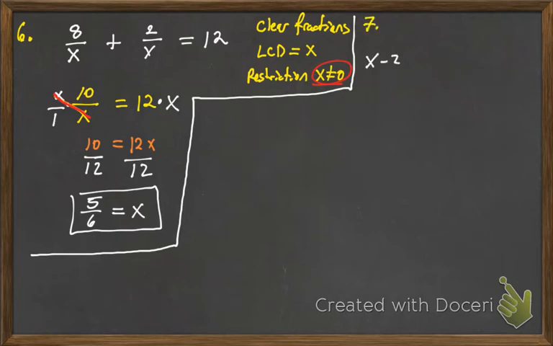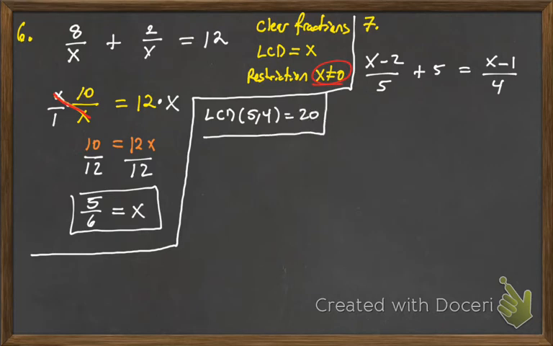We're going to go ahead and look at another example with a fraction. So we're going to have x minus 2 over 5 plus 5 equals x minus 1 over 4. There are two denominators. They are 5 and 4. We're going to find the common denominator, which is 20. I don't have any variables in the denominator, so I'm not going to have any restrictions. So there are no restrictions on this one. We're going to multiply everything by 20 or 20 over 1, depending on if it's a fraction or not.